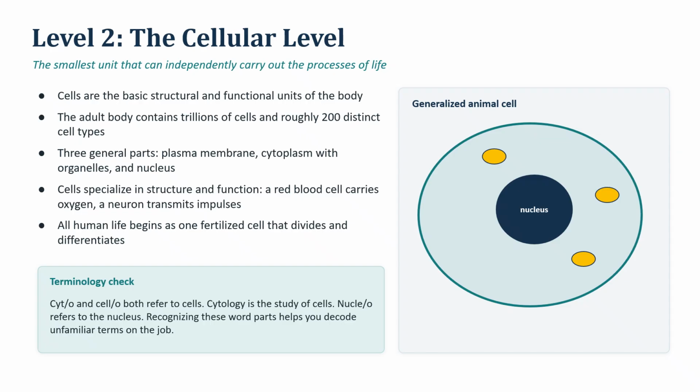And remember that every one of us started as a single fertilized cell that divided and then differentiated into all those specialized types. From a terminology standpoint, get comfortable with the roots cyte and cell, both meaning cell. You will see cytology, cytoplasm, and leukocyte. Each one becomes easier to decode once you know the root.